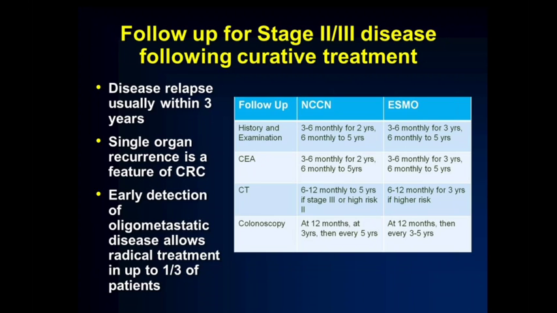Follow-up for stage 2 and 3 disease after curative treatment. So once you're done with either the surgery and or the chemotherapy, general principles, the disease will usually relapse if it's going to relapse within 3 years. Single organ recurrence is an important feature of colorectal cancer, and that's really what you're looking for, is a single organ solitary or oligometastatic recurrence, meaning small, low-level metastatic disease that's surgically resectable.